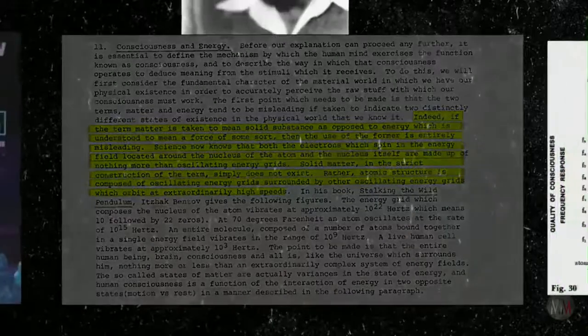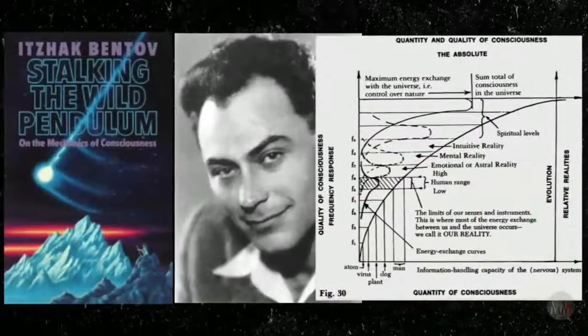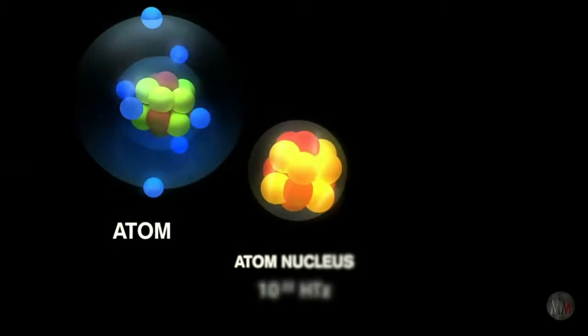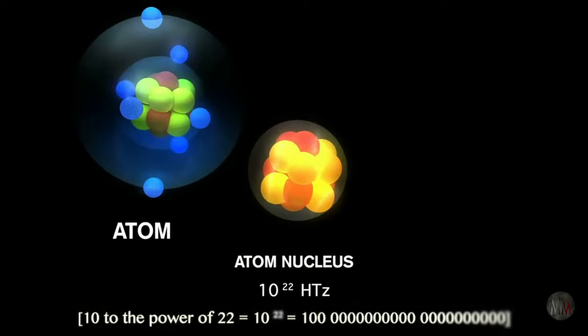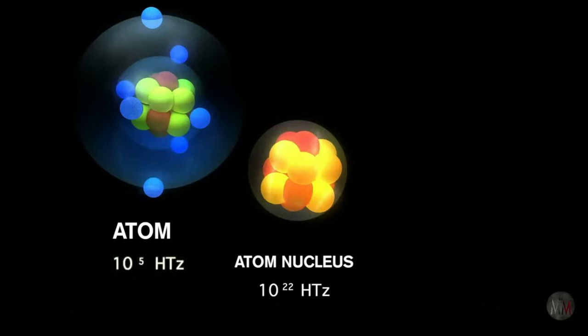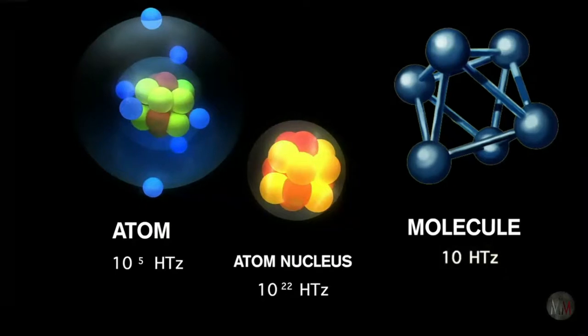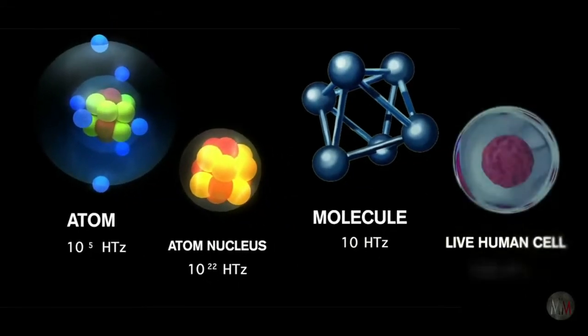In his book, Stalking the Wild Pendulum, Itzhak Bentov gives the following figures. The energy grid which composes the nucleus of the atom vibrates at approximately 10 to the power of 22 Hz, which means 10 followed by 22 zeros, at 70 degrees Fahrenheit. An atom oscillates at the rate of 10 to the power of 5 Hz. An entire molecule, composed of a number of atoms bound together in a single energy field, vibrates in the range of 10 Hz. A live human cell vibrates at approximately 10 to the power of 3 Hz.